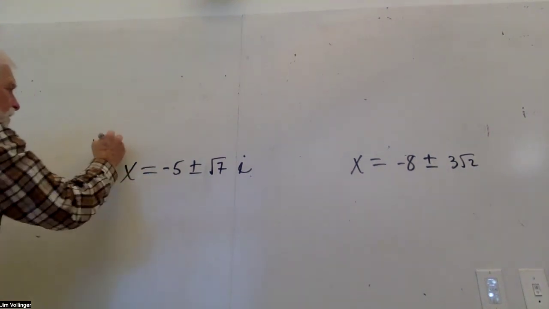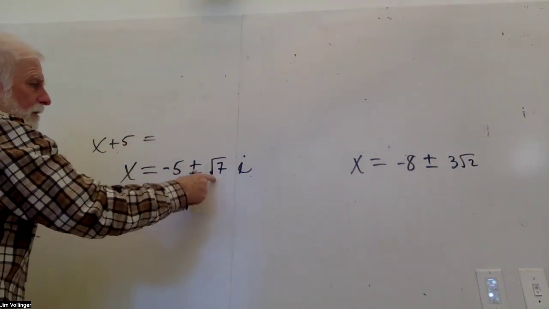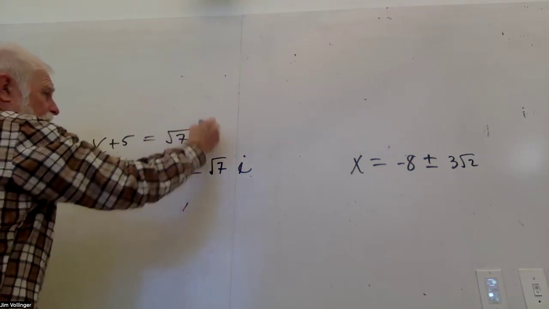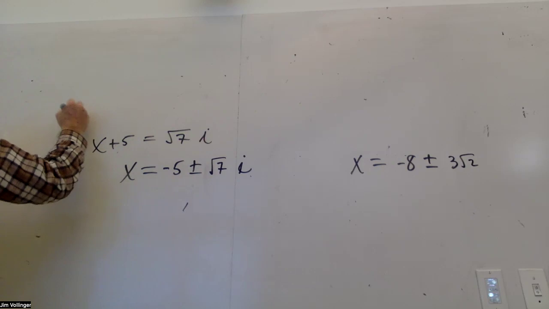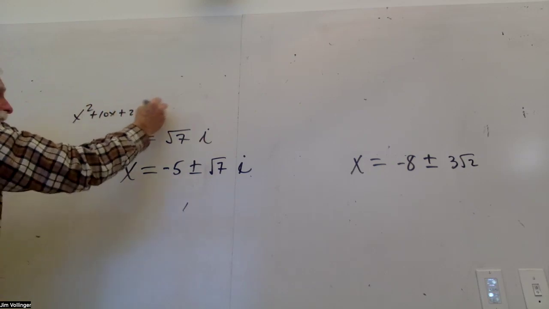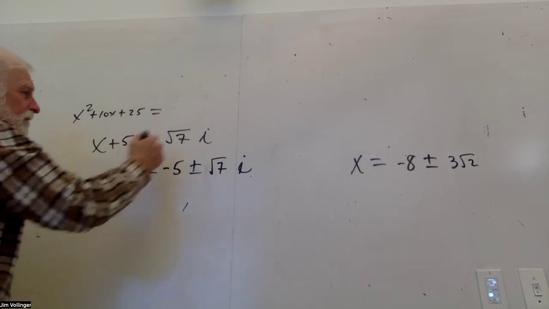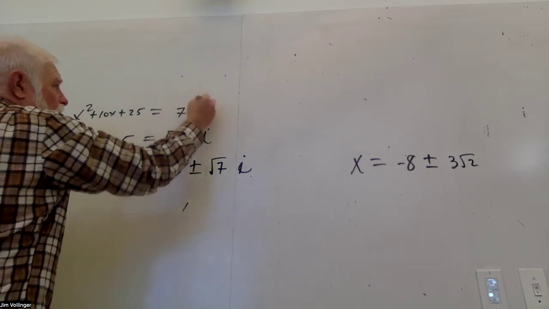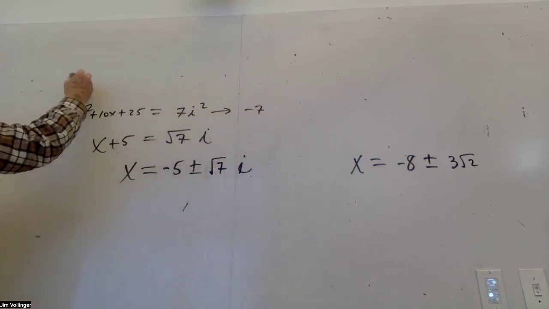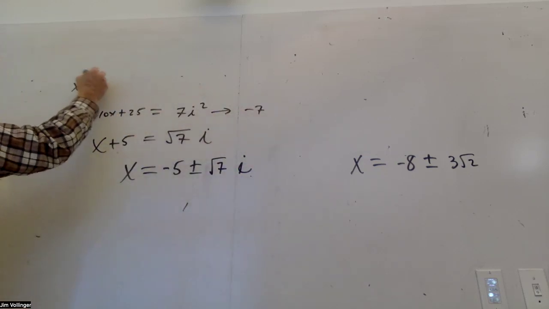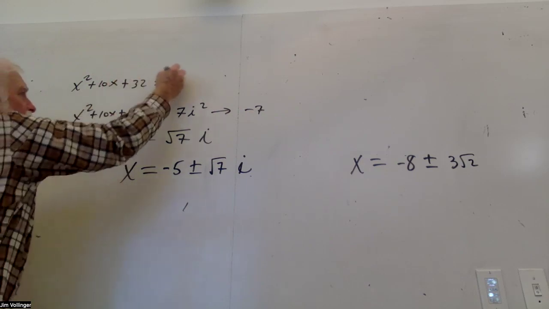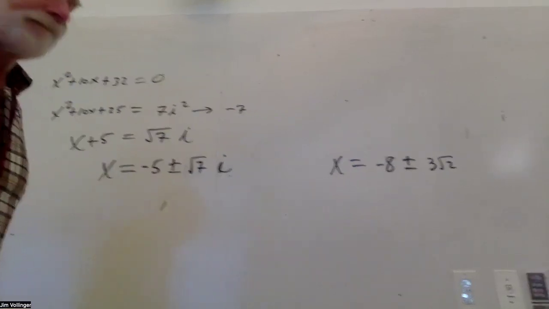So I'll bring the 5 to this side. Square root of 7i. All right, square root of 7i. And we're going to square this. X squared plus 10x plus 25. Moved it a little further to the left, trying to line up those equal signs. 7i squared, which is equal to minus 7. So we're going to add 7 to this side. X squared plus 10x plus 32 equals 0. Hope you're getting the hang of this.